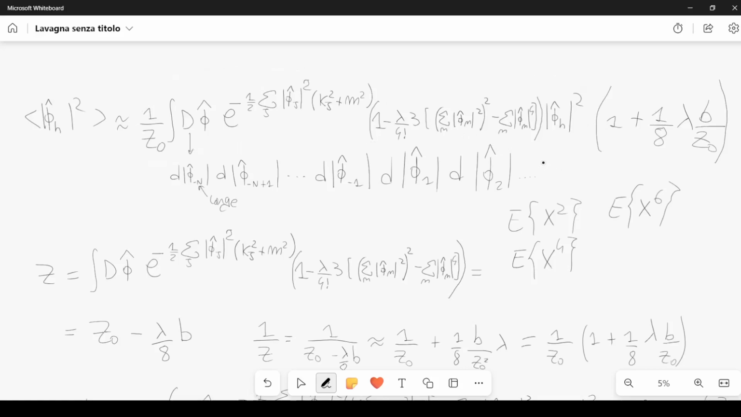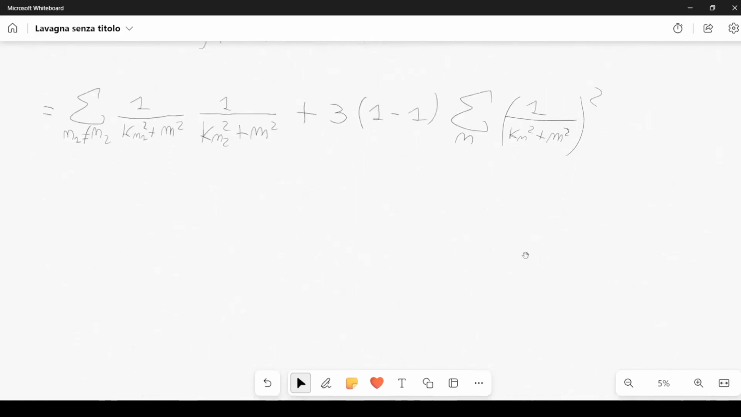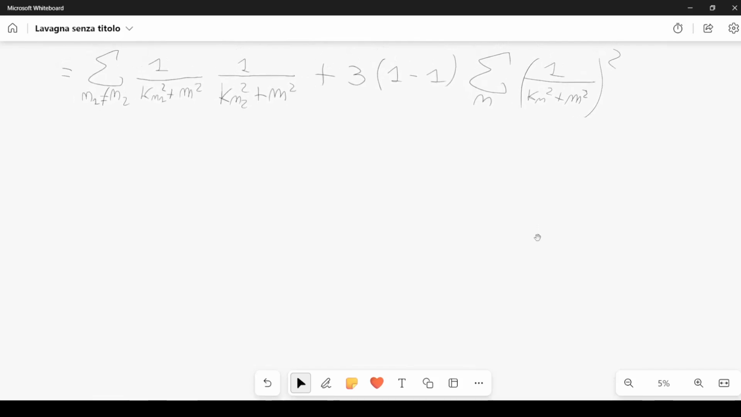And if you think about it, it is very similar to what we did for b over z0. In this case, there are some differences, because you have this extra part, phi hat sub h squared, that multiplies everything, but in principle you do exactly the same thing. And let me do it below. So let's do it.